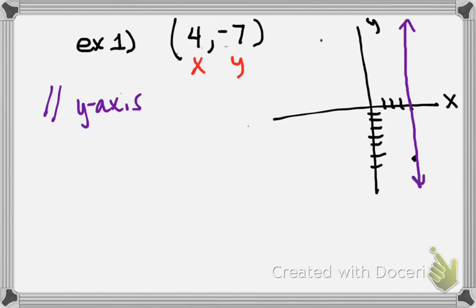Now, if you notice, I don't touch the y-axis. I only touch the x-axis, and I touch it at 4. So the equation for a line parallel to the y-axis is x equals 4, which you can see up above. That's where the equation comes in.